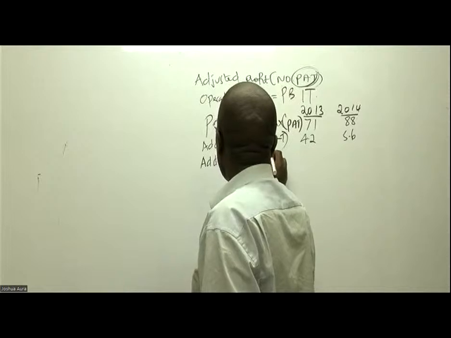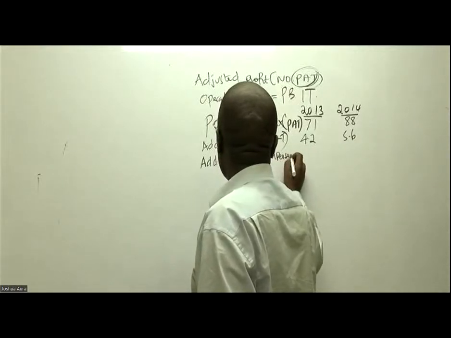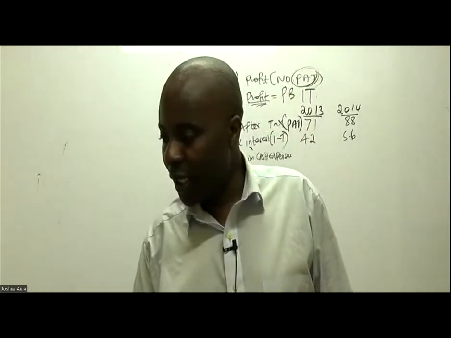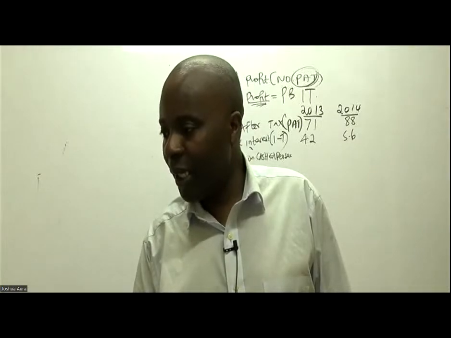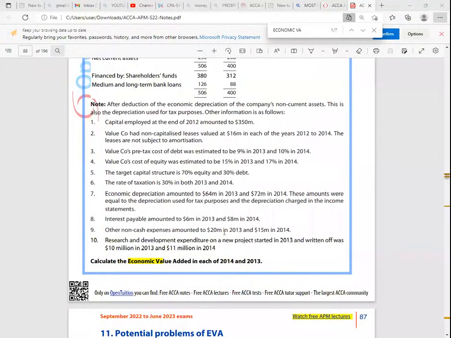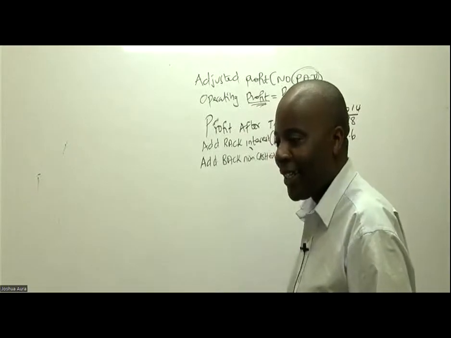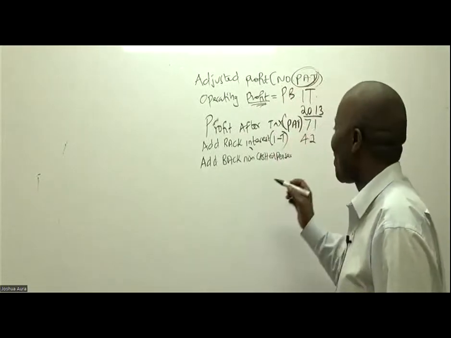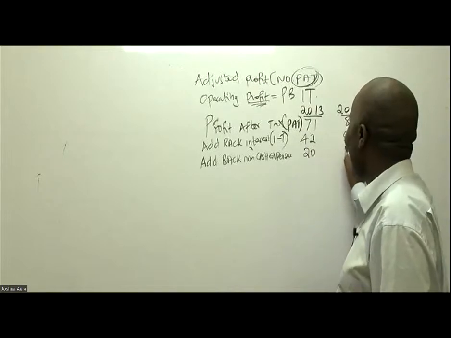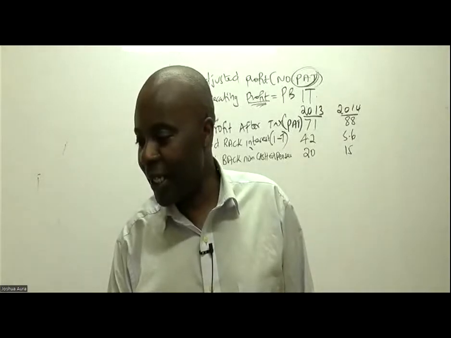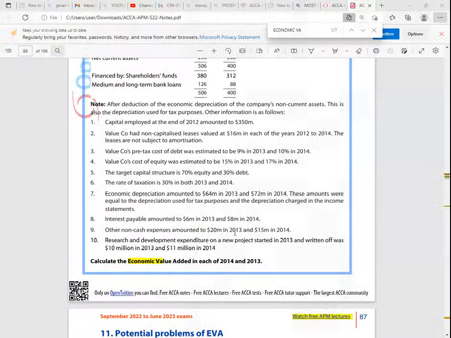Add back the non-cash expenses. The non-cash expenses are here. We have 20 and 15. The non-cash expenses, we have 20 in 2013 and 15 in 2014.